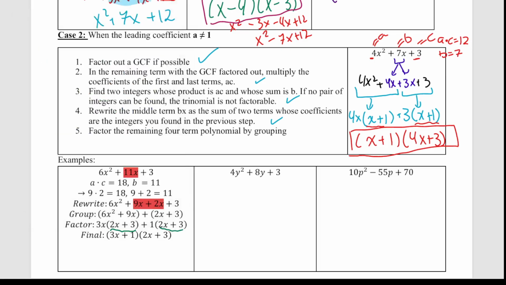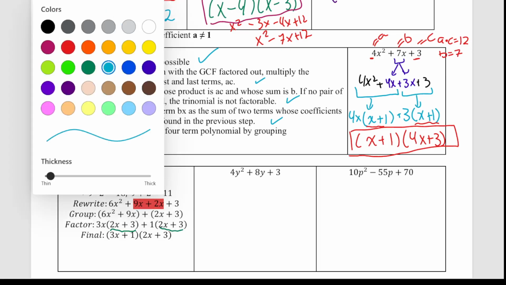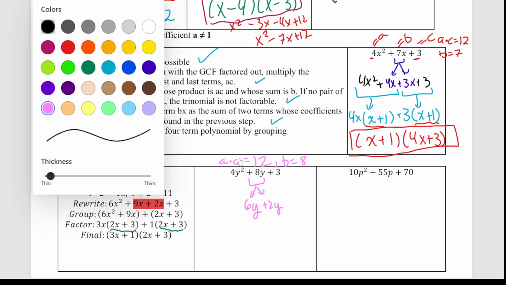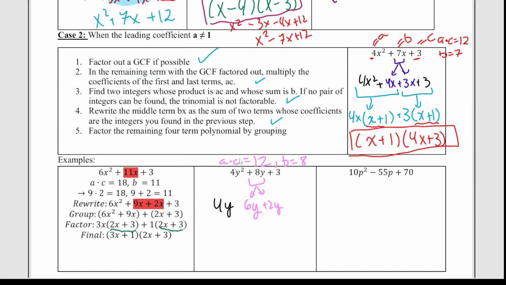So for these next two, for this first one, we're going to find that a times c is going to get us, in this case, 12 again. I promise it does not always work out to 12, but this did this time. And then b is going to be 8. So what's going to multiply to 12 but add to 8? That would be 6 and 2. So I'm going to split the middle term into 6y plus 2y. And then I'm just going to drop down our other terms.